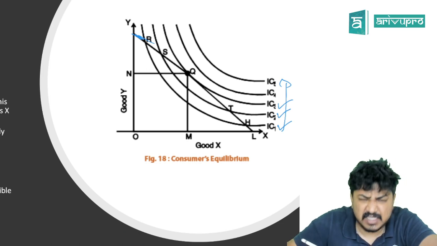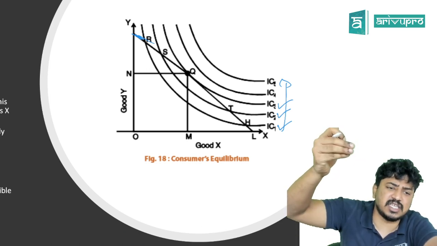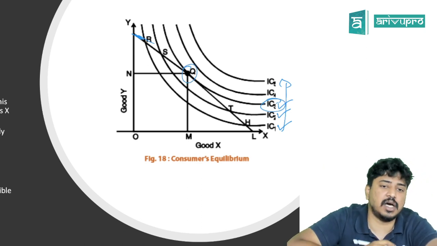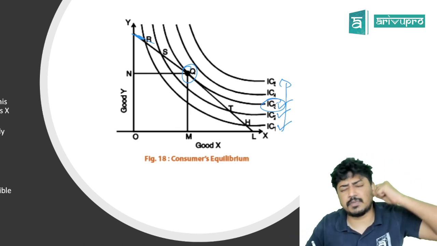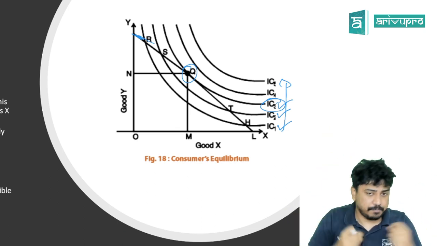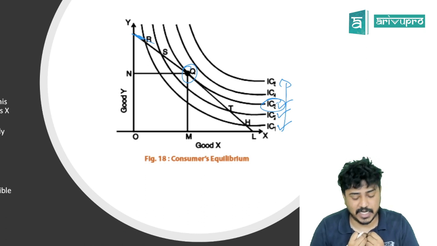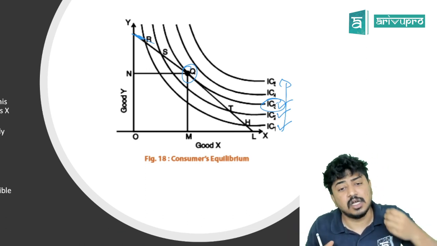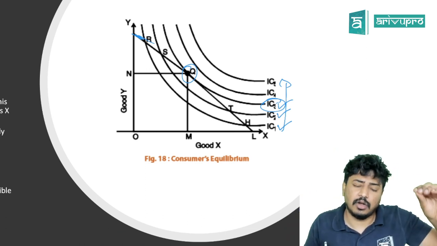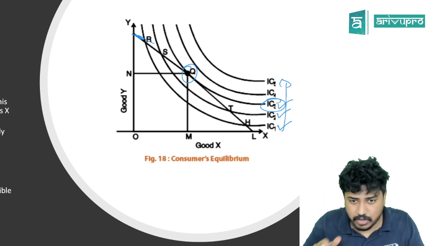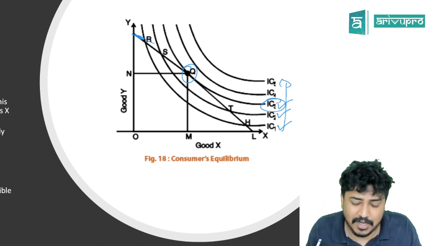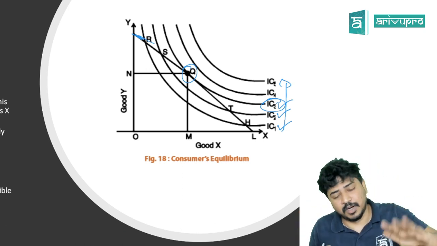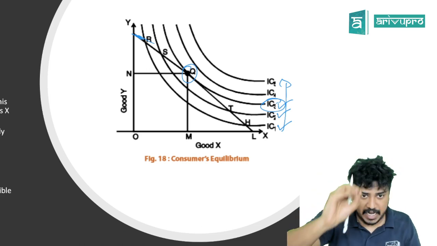So where is he going to get the highest satisfaction? In IC3, which is nothing but tangent to the budget line. So he is going to spend the maximum amount and get the maximum satisfaction, right? Because it's in theoretical format. Some students have asked, sir, why is it always tangent? Normally it is tangent. In the real world, it might not necessarily be tangent, because fractional division of the goods will not happen, right? But in theory, we are going to study, it will be tangent only.